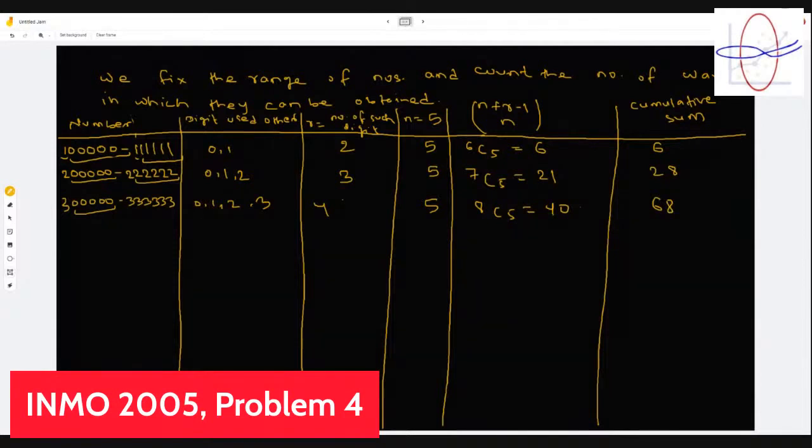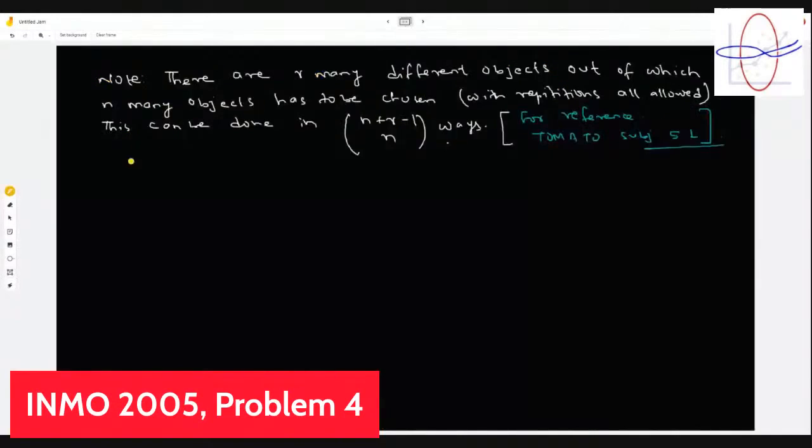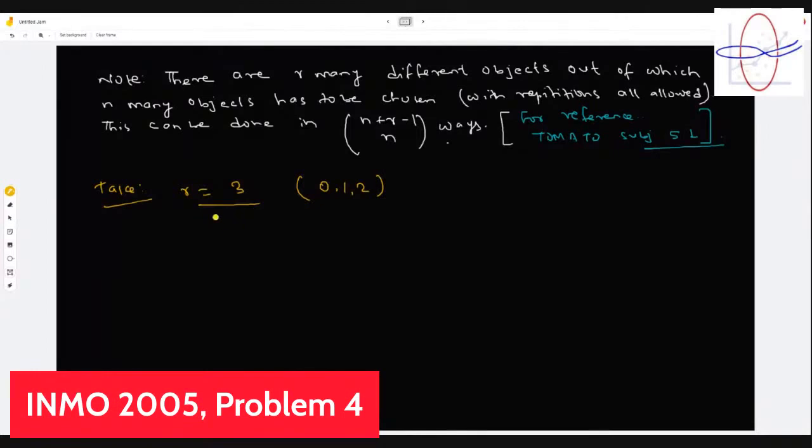So let's take one example of what we are actually doing, and why these things are happening. Let me take this example for you to understand. 0 1 2. So what we are doing, take r equal to 3, we took 0, 1, 2, right? So the numbers are 0, 1, 2. And the places, n is equal to 5. Right?